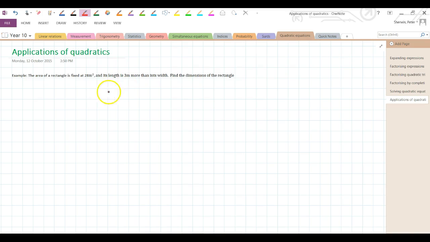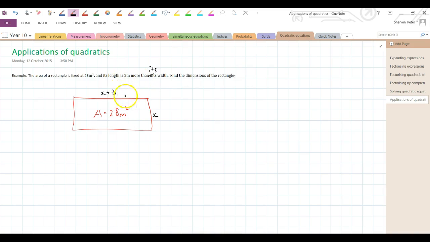So here's the problem. Length is 3 meters more than its width. Okay, let's draw this rectangle. We know that its area equals 28 square meters. We don't know what its length is, but if we call its width x, then its length will be x plus 3, because its length is 3 meters more than its width. The area of a rectangle is fixed at 28, and its length is 3 meters more than its width. Find the dimensions of the rectangle.